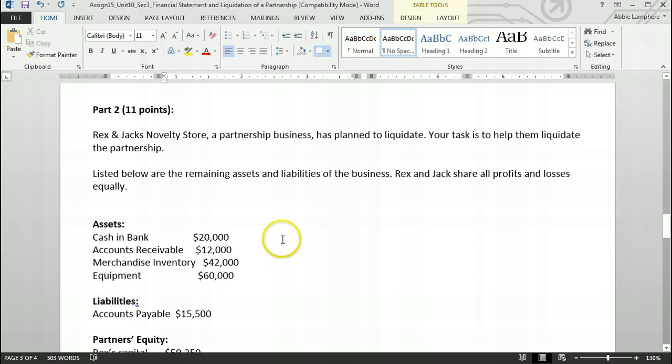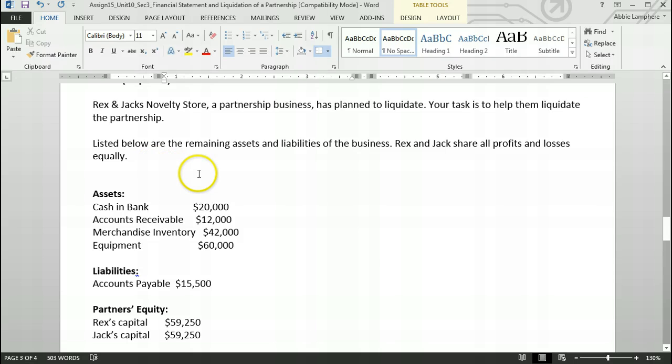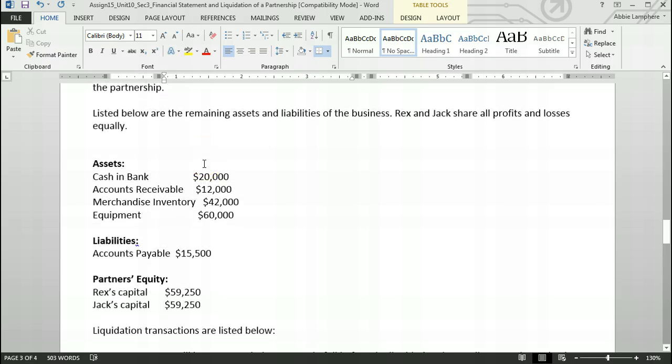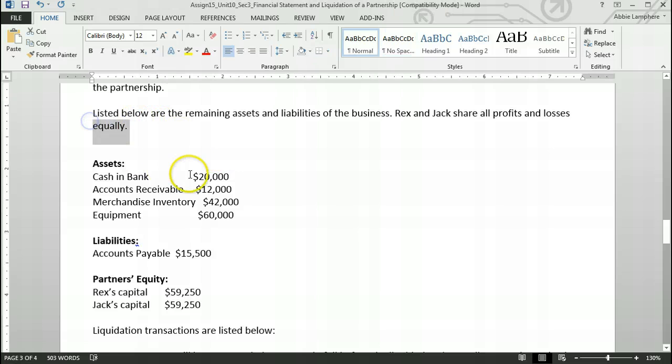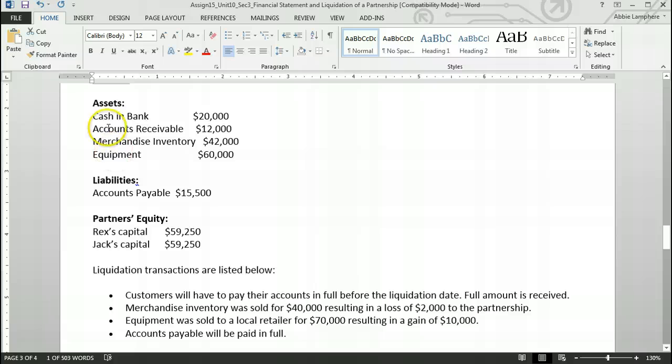In part 2, Rex and Jack's Novelty Store, a partnership business, has planned to liquidate. Your task is to help them liquidate the partnership. Listed below are the remaining assets and liabilities of the business. Rex and Jack share all profits and losses equally, which is nice. We just have to divide it by 2.